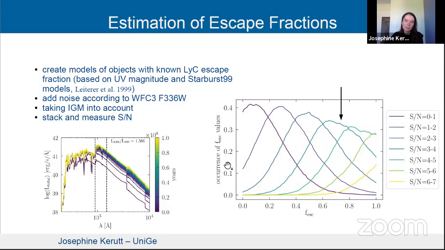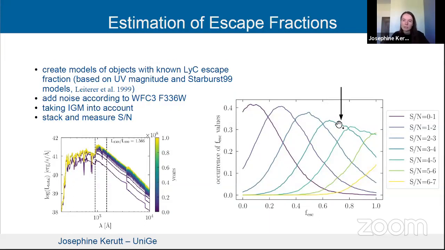So here's the occurrence of escape fraction values over the escape fraction, and the different colors of the lines are the different signal to noise values that I measure in the stack. What I want is to now be able to read from the signal to noise that I measure what the most likely underlying escape fraction for Lyman continuum would be.